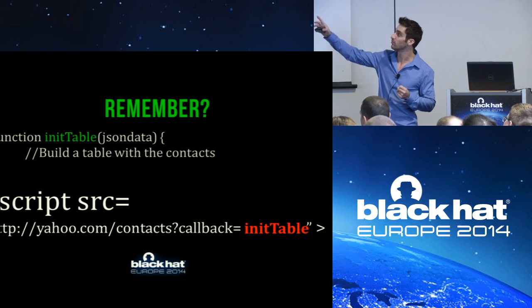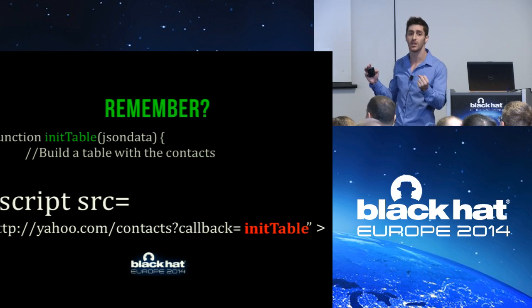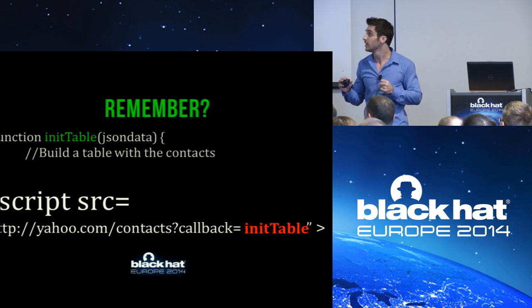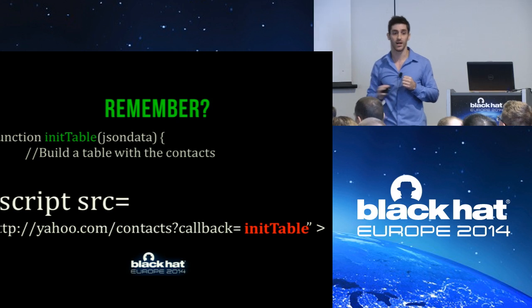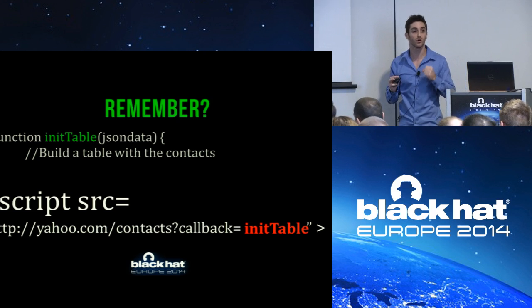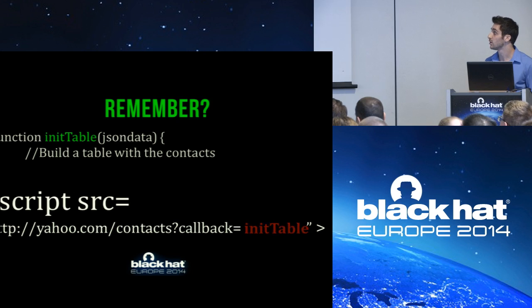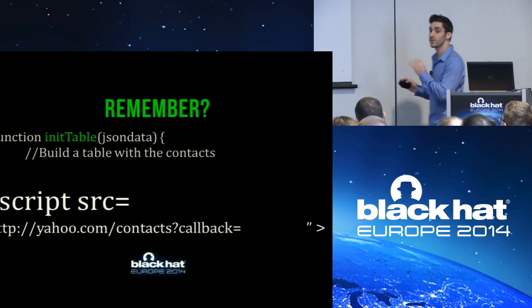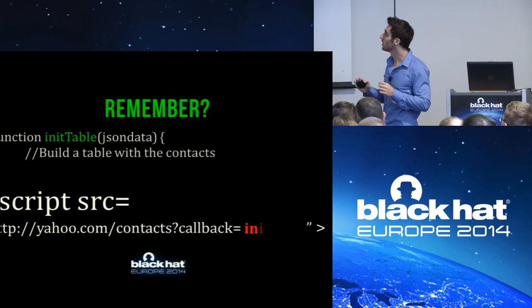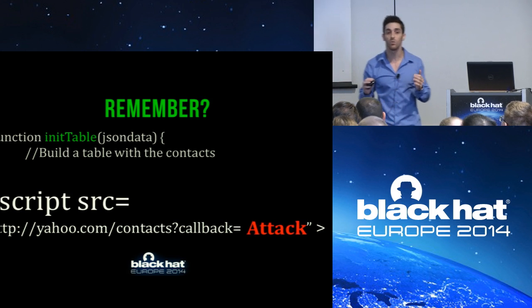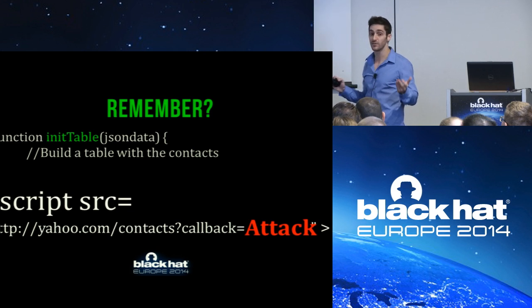They will also need to define a function in their website that will build the table that you've just seen in the previous slide. And they'll also pass the function name as a callback value so that Yahoo knows how to call back once they send you the contact list information. But what if they let you control this callback name? If they do let you control this name, an attacker can change it to whatever he wants and perform an attack on Google domain or any other vulnerable domain, actually.